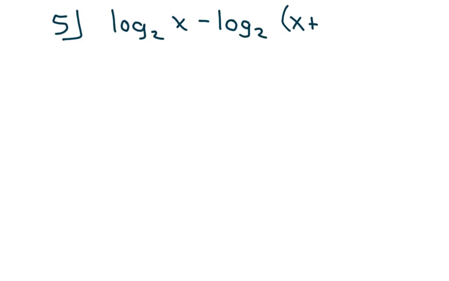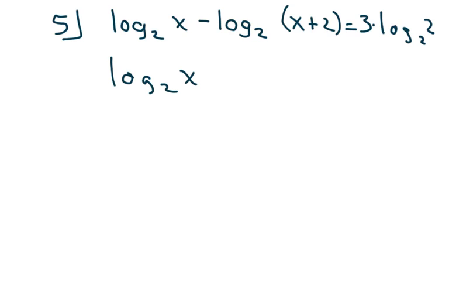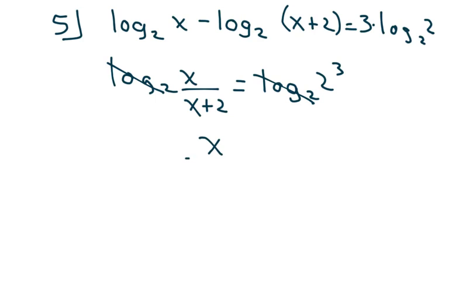Number 5: log base 2 of x minus log base 2 of (x plus 2) equals 3. I'm going to multiply this by 1, which is log base 2 of 2. Condense: log base 2 of x over x plus 2 equals log base 2 of 2 cubed. This part we can not worry about anymore. We have x over x plus 2 equals 8.